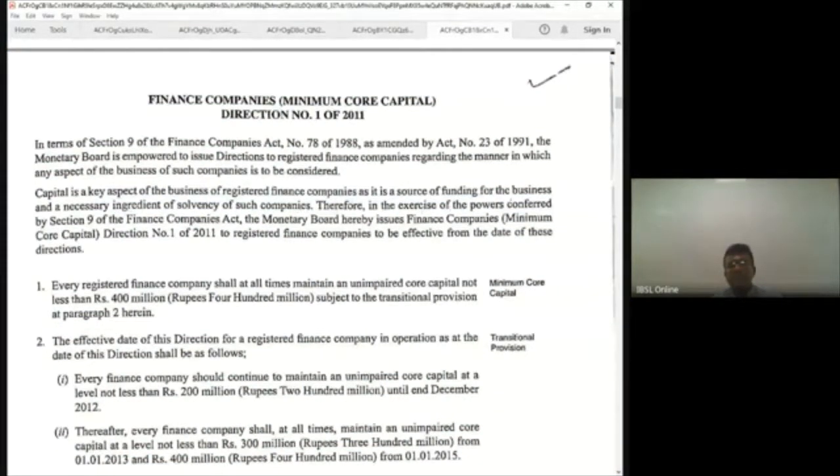Therefore, in the exercise of powers conferred by the Act, the Monetary Board hereby issues the Finance Companies Minimum Core Capital Direction. Okay, you need not remember the amounts and the direction number at the moment, but get the logic of it. Every finance company shall at all times maintain an unimpaired core capital of not less than 400 million, subject to changes.